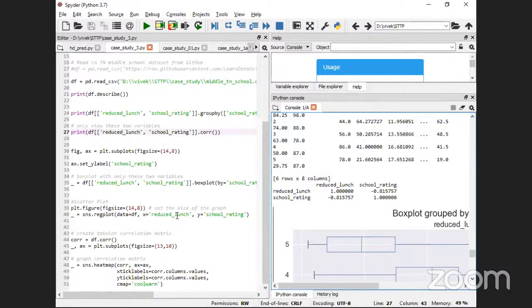So with this, it is possible to understand that there exists a negative correlation between reduced lunch and school rating. If it is closer to 1, we can say it is a positive correlation. But now it is a negative value, which indicates that it's a negative correlation. Similarly, when there is an increase in school rating, reduced lunch is getting decreased. So this is how they impact each other with respect to change in the value.